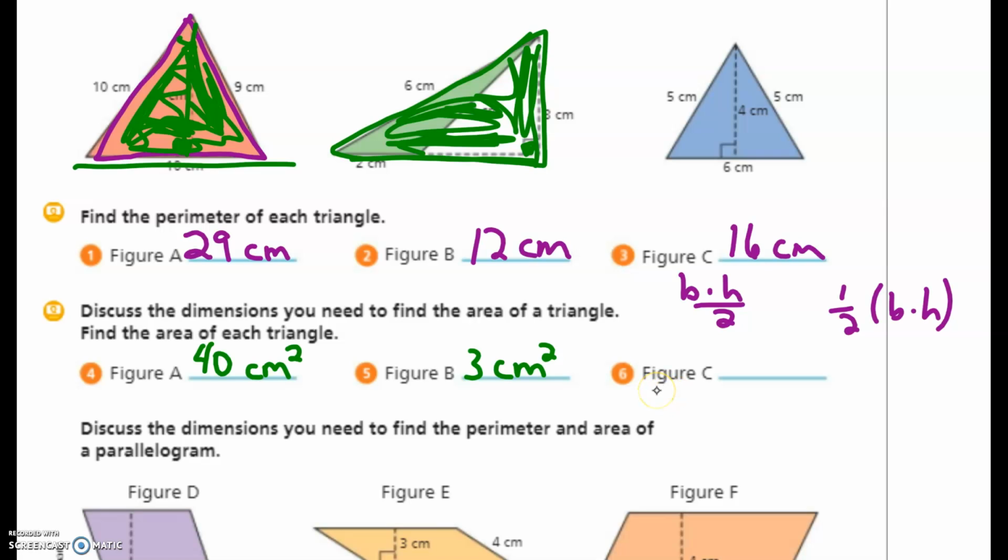All right, figure C. Try that one. Six times 4, 24, divided by 2 is 12. So far we haven't needed our calculators, have we? All right, 12 centimeters squared. And again, if you're typing it on a computer, you can't really do that little 2 very easily. There's a way, but it's kind of tricky. Most people write it like this, square centimeters.